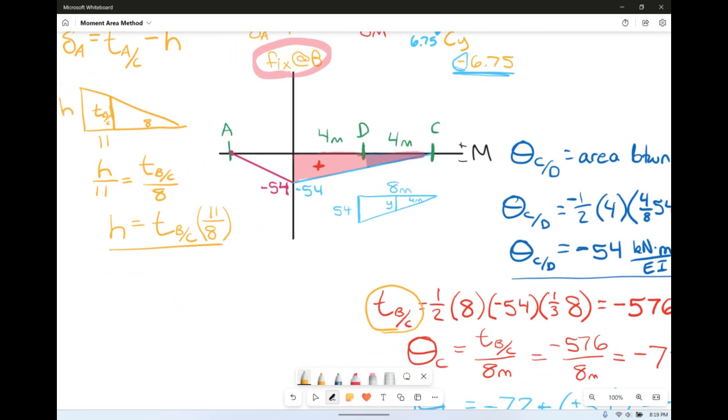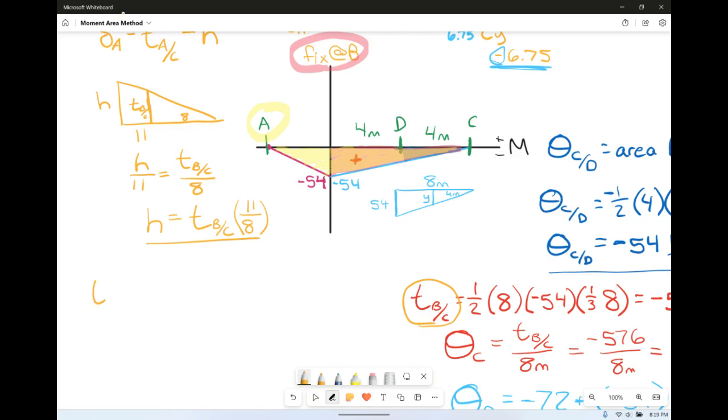So back here on our diagram, we need to find the vertical deviation of A with respect to C. So we need the area of all the stuff between A and C, all of that taken about A. So that's going to get fun. Those triangles, not as fun.